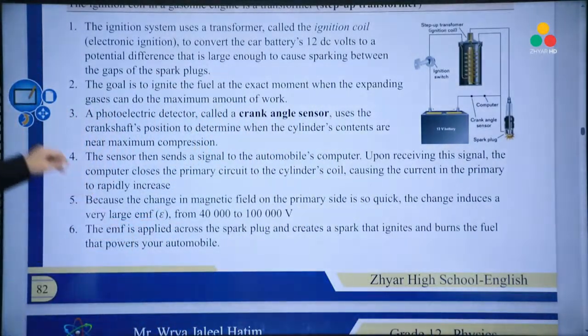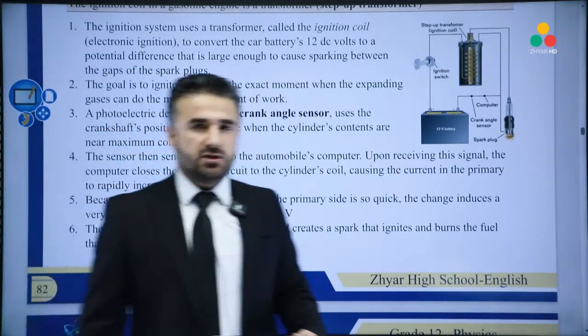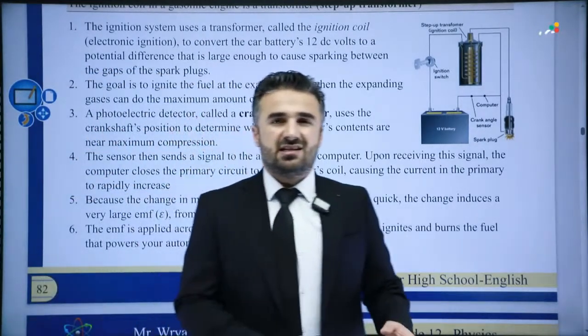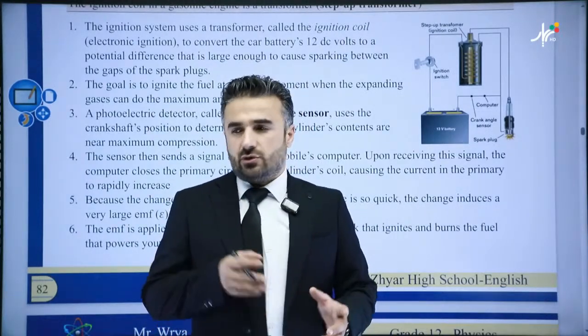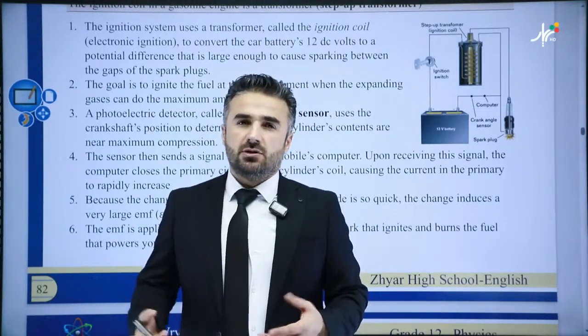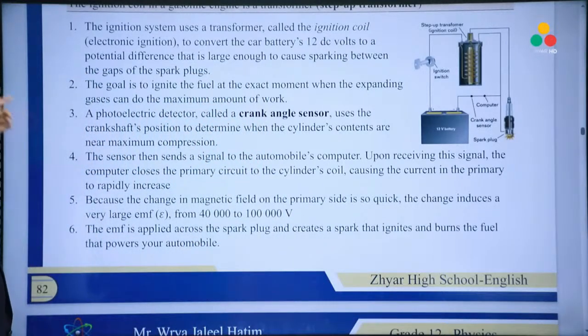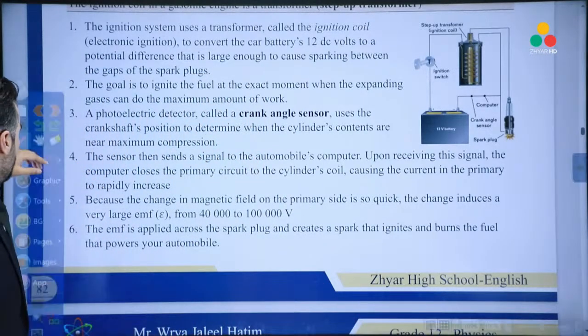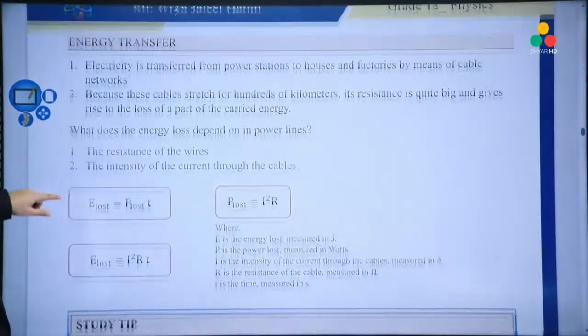Okay, so this is the purpose of this ignition coil, and of course there have been questions about this, and there will be. If you want to change 12 volts DC to 40,000 or 100,000 volts, then you need a step-up transformer. This is how. If not, you will not be able to do that. Okay, that was for the ignition coil.